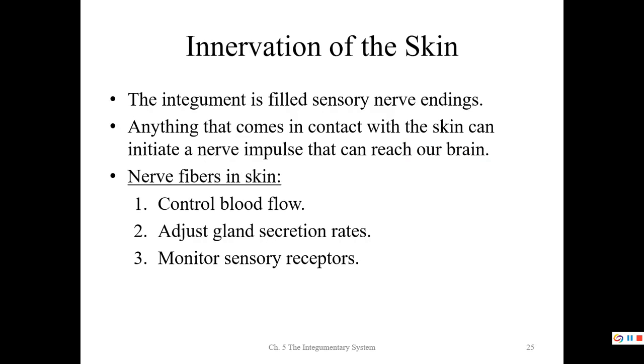We're going to innervate the skin. The integument is filled with nerve endings. If something comes in contact with skin, it can initiate a nerve impulse that can reach our brain. These nerve fibers control blood flow, they can adjust gland secretion, and they can act as sensory receptors. These are all things that nerves do. They don't just feel, they also control things like blood flow in the skin and secretion rates of glands like sweating, and they also monitor the sensory receptors and feel.